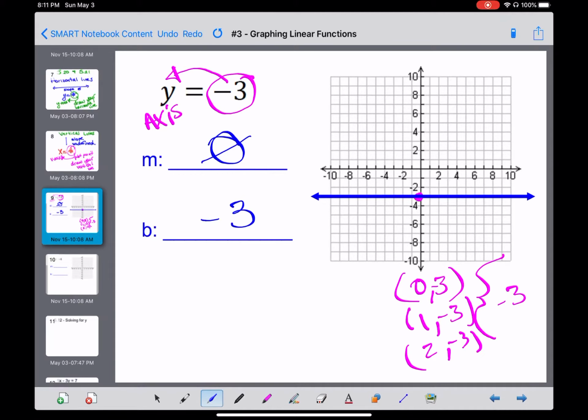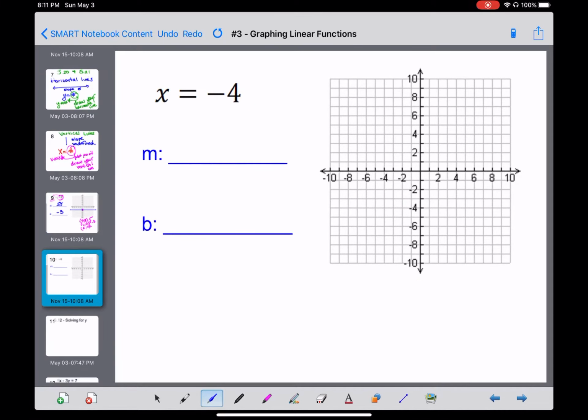Now I'm going to do one with an x value. Okay? So again, -4. I'm going to plot the -4 on the x-axis. Again, if I were to do my line like this, you can't see it very well because it's covering up the x-axis. So we know that it's wrong.